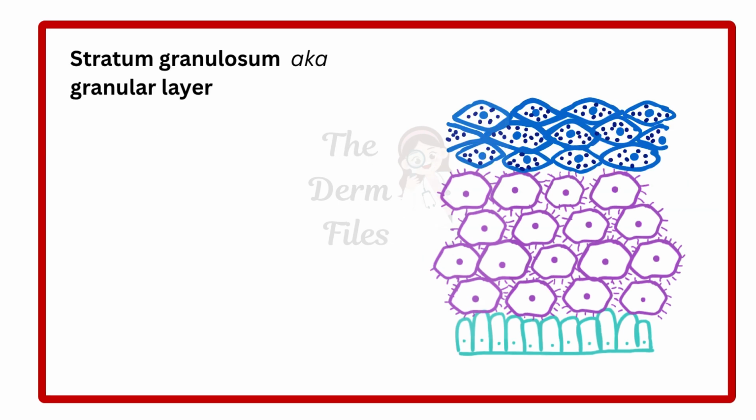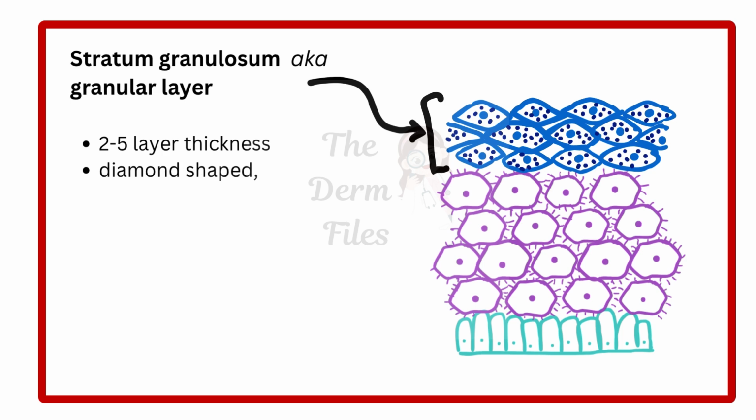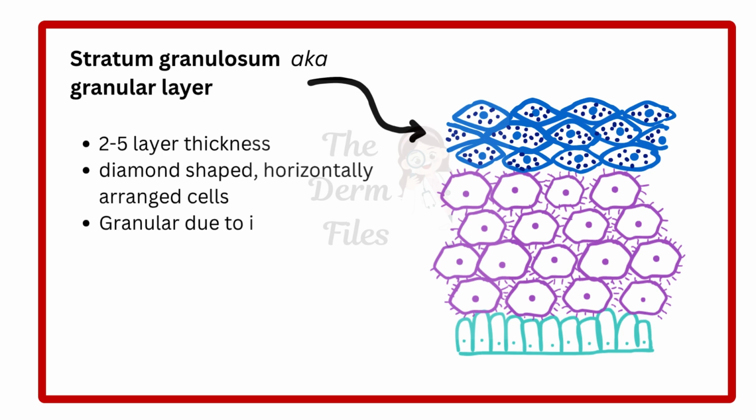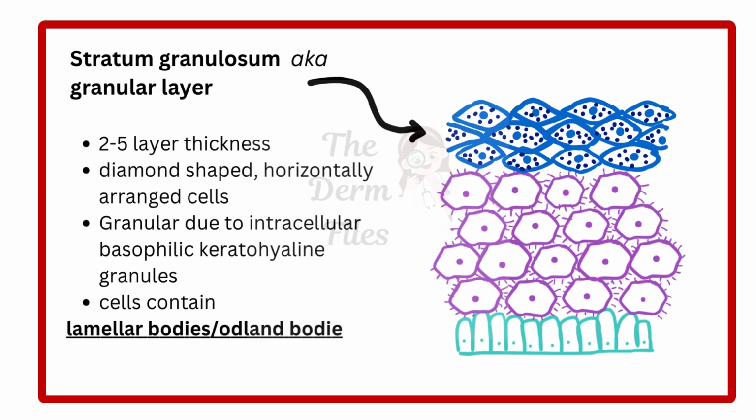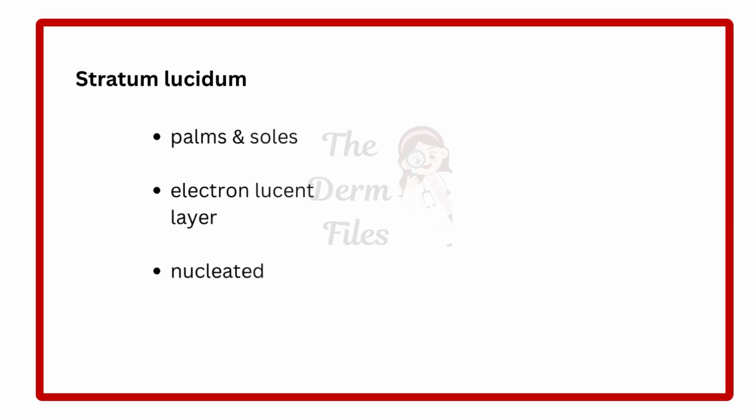Stratum granulosum, also called the granular layer, is composed of 2 to 5 layers of cells which are diamond-shaped, horizontally arranged, and granular due to intracellular basophilic keratohyaline granules. These cells also contain lamellated bodies or Odland bodies along with the keratohyaline granules. The stratum lucidum is found in the palms and soles and is an electron-lucent layer on microscopy, hence the name stratum lucidum. These cells are nucleated cells and also sometimes referred to as transitional cells.